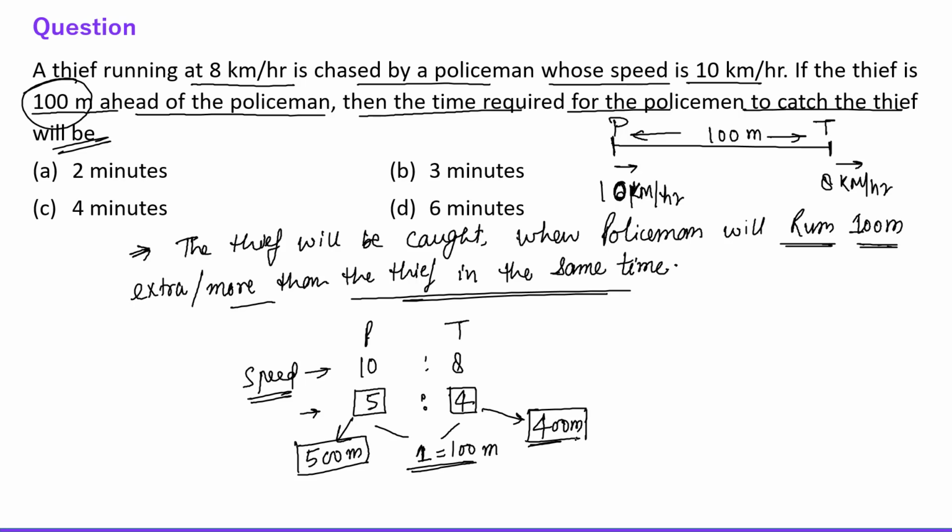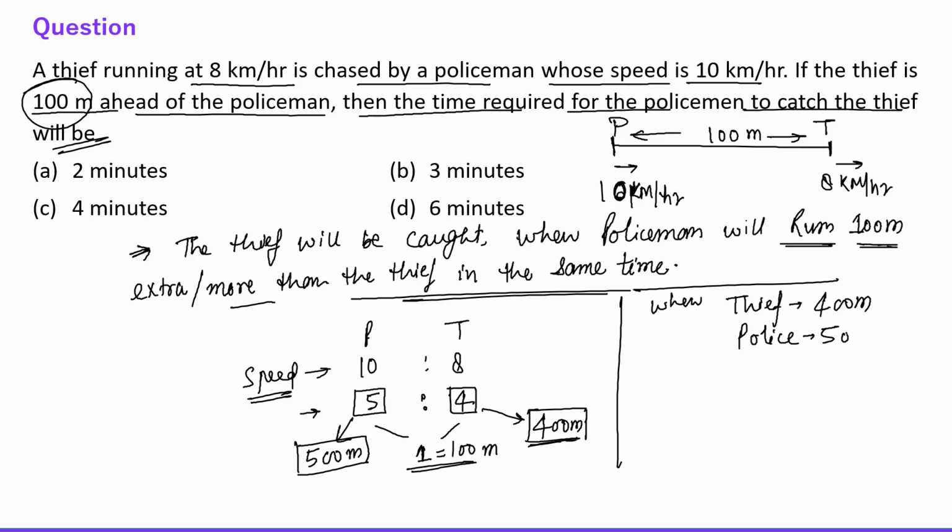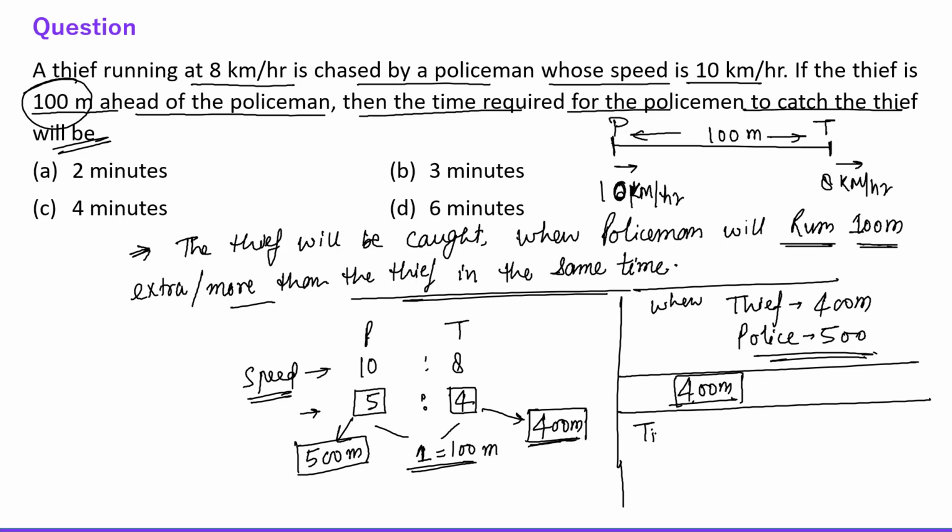All right, everyone. So it means when the thief is running 400 meters, the policeman is running 500 meters, and obviously the thief will be caught. So before being caught, the thief will run 400 meters. So we need to find in what time the thief can cover 400 meters.